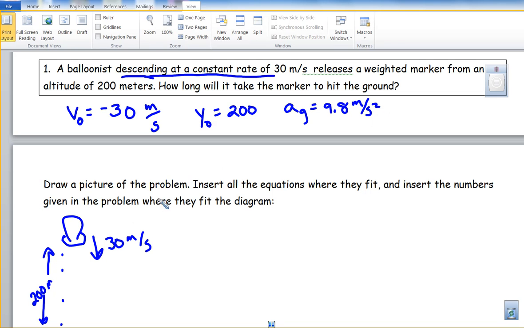And the question is, how long will it take the marker to hit the ground? So how long will it take is a question of time. So we're going to find time. We're going to solve for t. When a certain condition is met, the marker hits the ground. So when the marker hits the ground, what's true? When it hits the ground, its height is 0. So when y equals 0, solve it then.